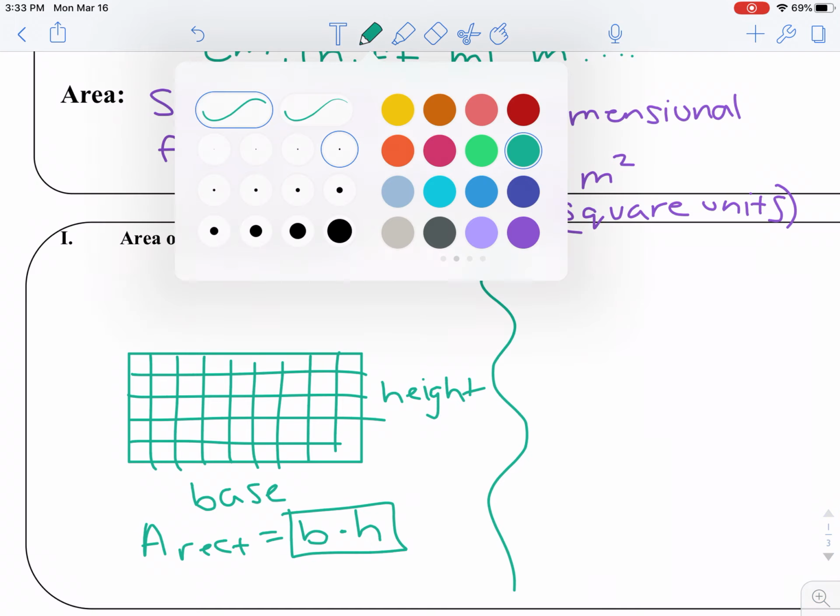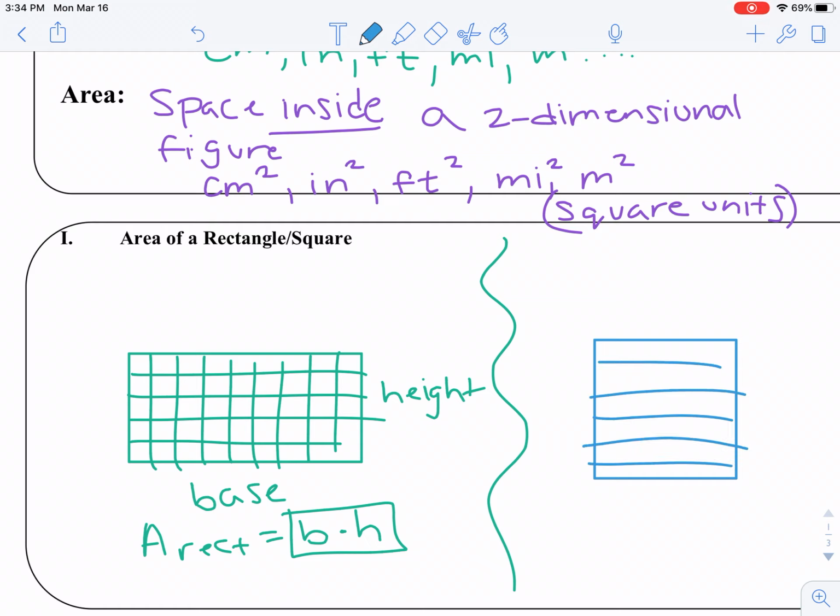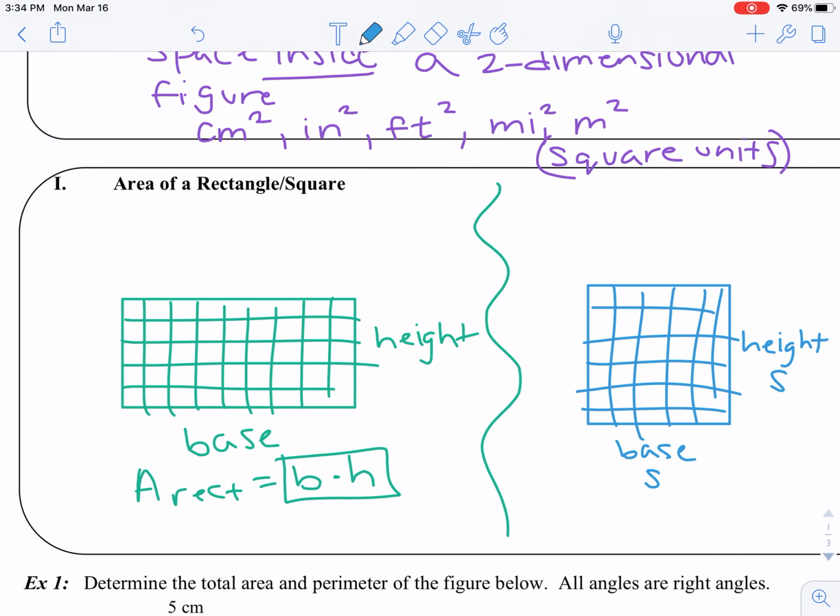Same idea for a square, but as we know with a square, when we're talking about the number of units in the base and the number of units in the height, we're talking about the same exact length. So side and side are going to be the same. So that means the area of our square is going to be side times side, which is side squared.